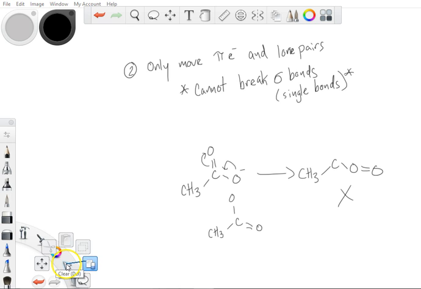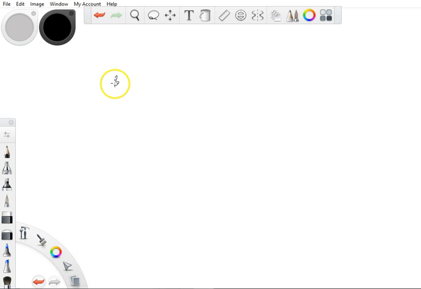All right, the third rule that we want to consider is the fact that not all resonance forms are equal contributors.